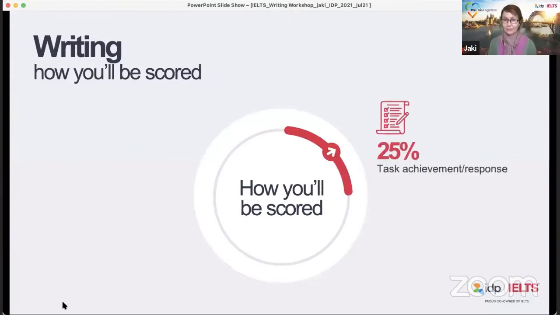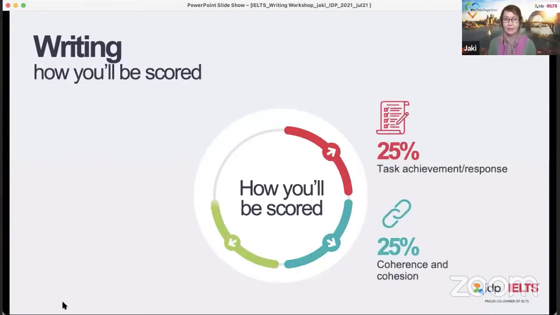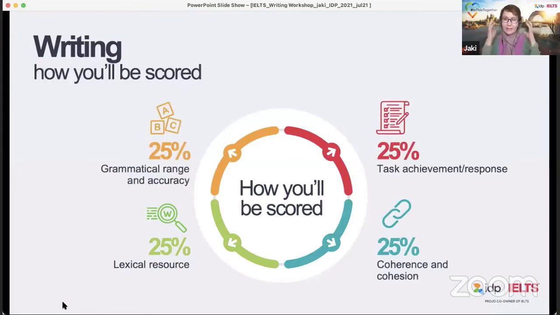So let's go through these a little bit because we're going to keep thinking about these all the way through. Yeah, so you have to keep thinking about these 4 things. If you do these well, the examiner will give you the band score that you need. Okay, so task response, basically this means, did you answer the question? Did you give good reasons? And did you elaborate well?